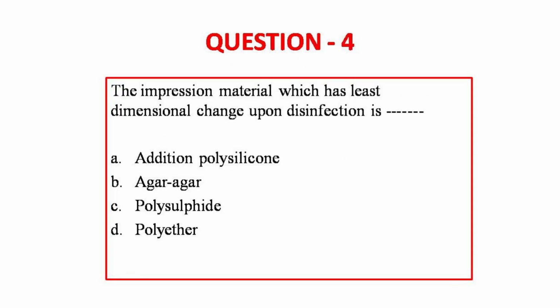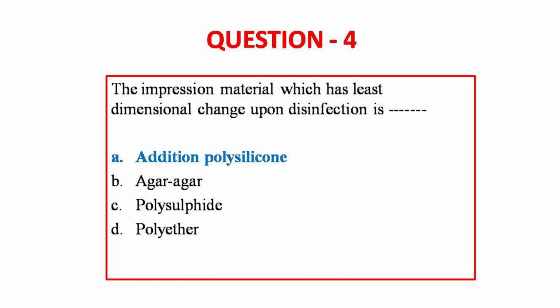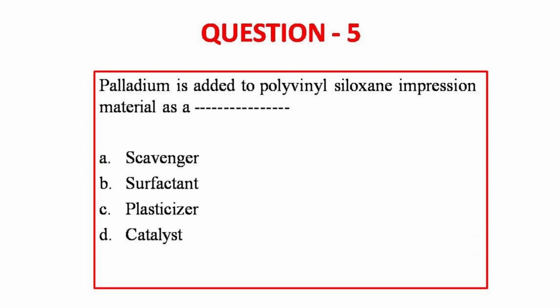So question number 4. The impression material which has least dimensional change upon disinfection is, they've given 4 options, and the answer is addition polysilicone. Whether you use glutaraldehyde, that is Cidex, or any disinfection, addition polysilicone has very least dimensional change. So moving on to question number 5.